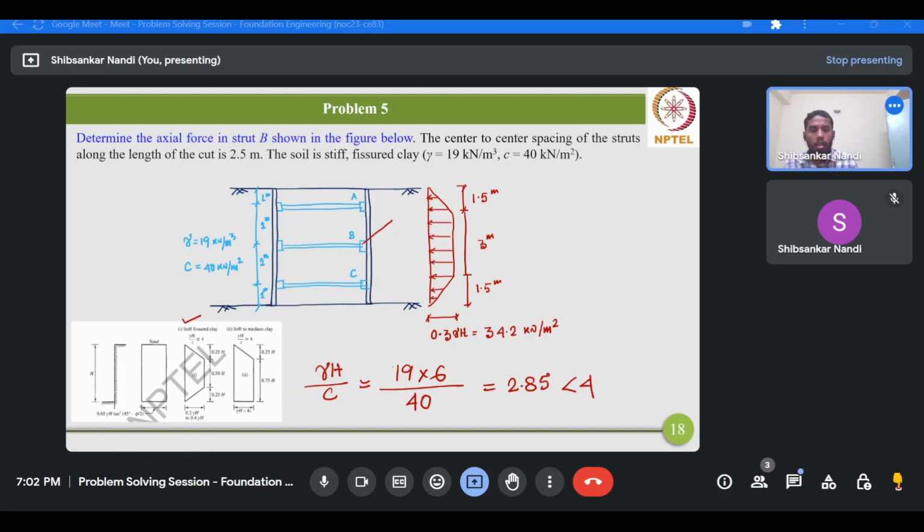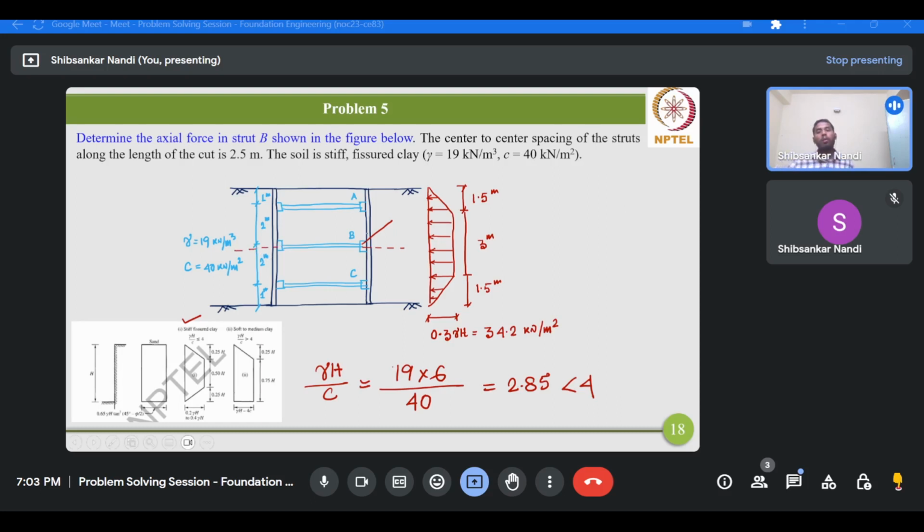So here we considered an average value of these two, that is 0.3 times gamma h, and this is the appropriate distribution for the given problem scenario. Okay, so now we'll consider the free body diagram. Since this is a symmetric problem, we'll consider the free body diagram starting from the ground level up to point B. If we again start from the base of the excavation up to point B, the distribution is symmetric with respect to this strut B.